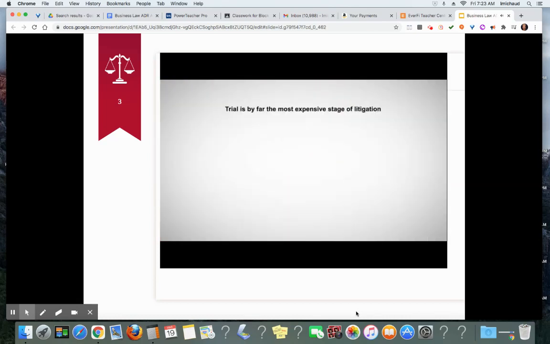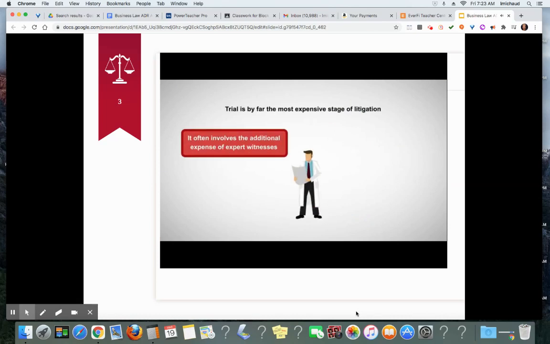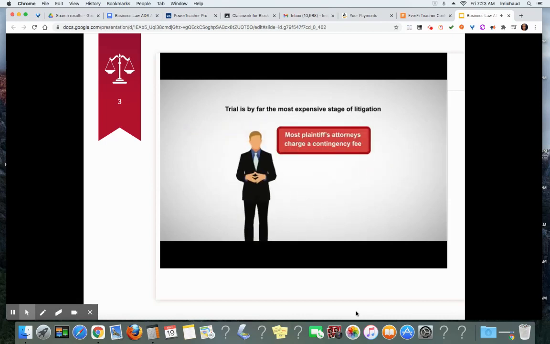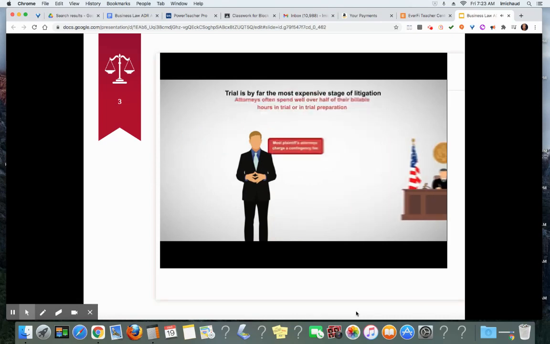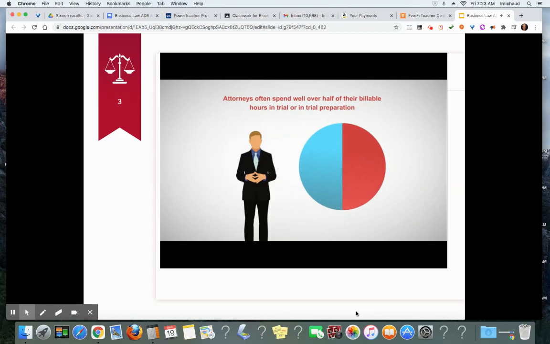Trial is by far the most expensive stage of litigation. It often involves the additional expense of expert witnesses who can charge over $1,000 per hour for their services. In addition, most plaintiffs' attorneys charge a contingency fee that significantly increases if the case reaches the trial stage. Attorneys often spend well over half of their billable hours in trial or in trial preparation. At the end of the day, clients are generally happy to avoid these trial-related expenses.